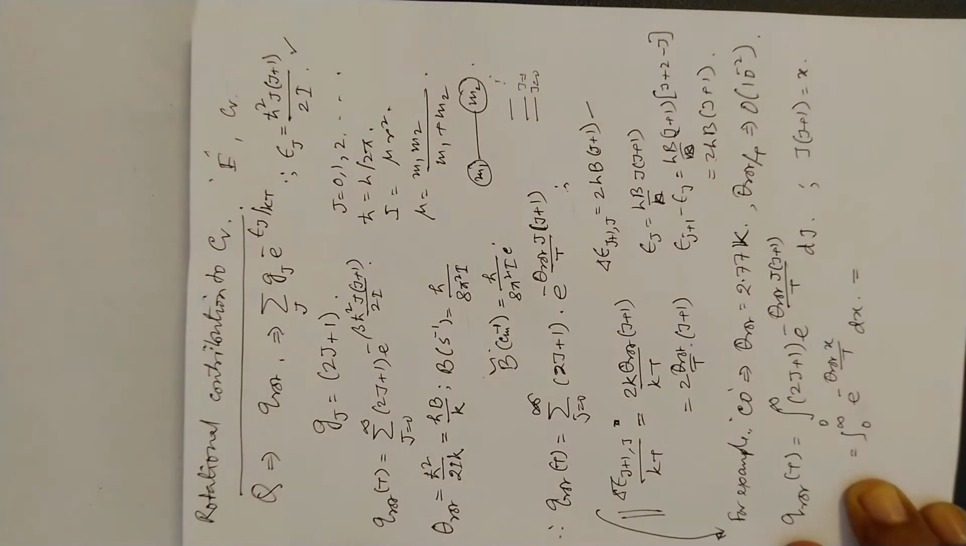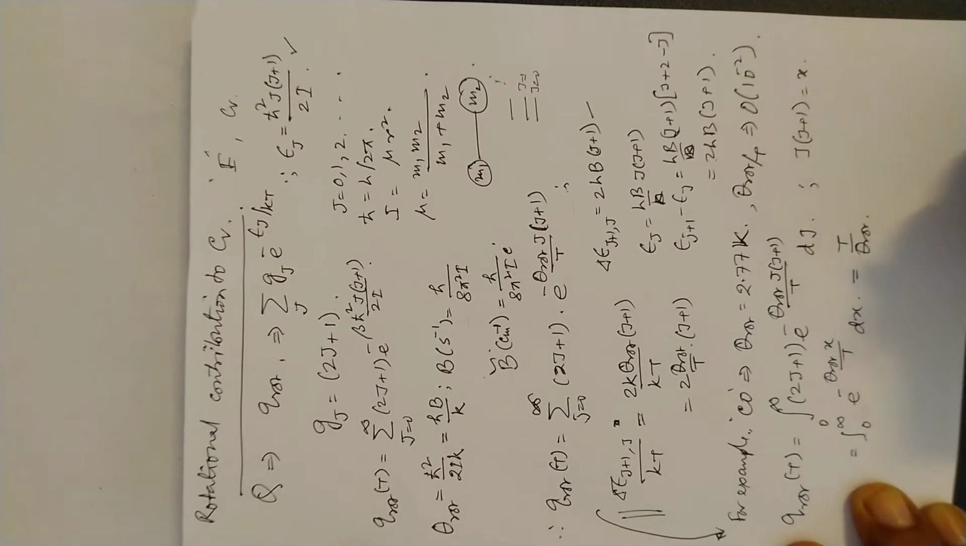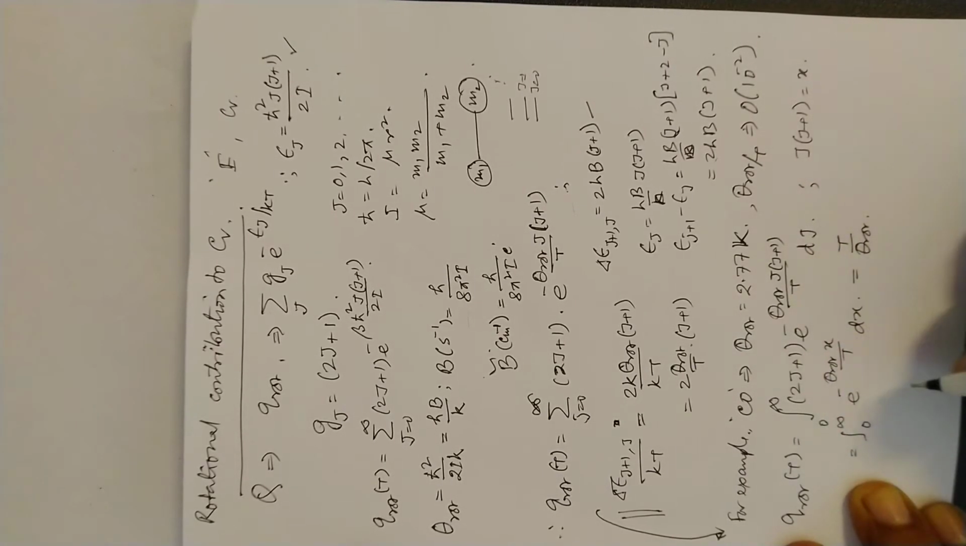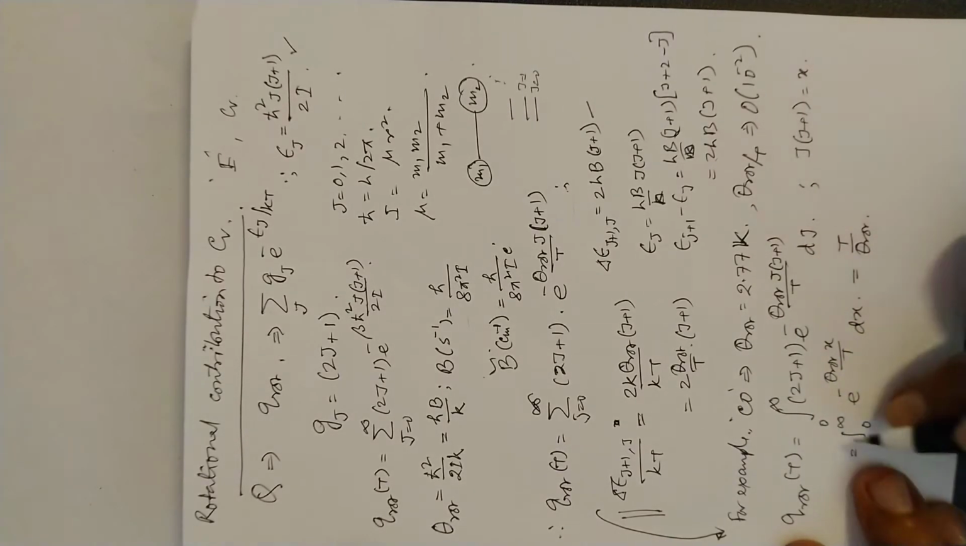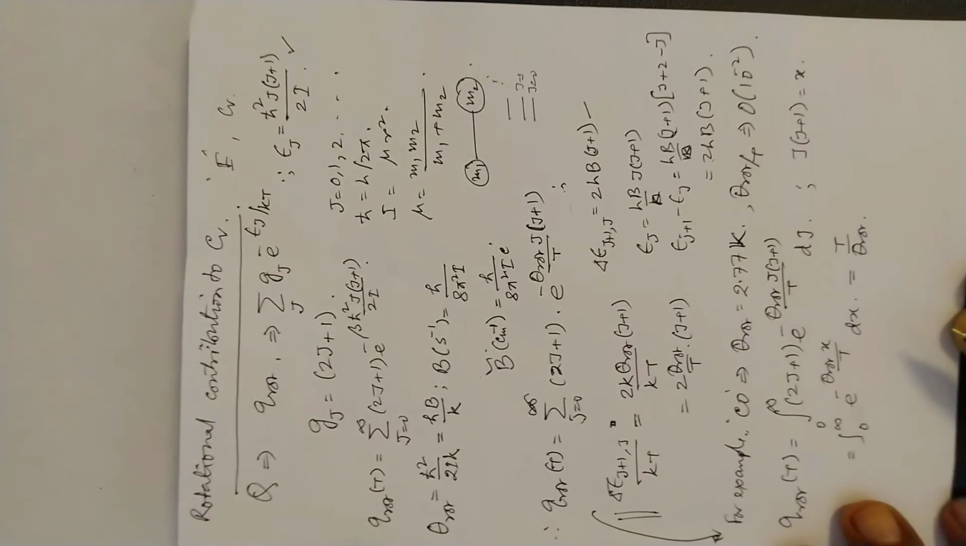You can just find out. If you do this integration, then Q rotational becomes T by theta rotational, because it is 1 by this. So T by theta rotational, e to the power minus the same thing, and you substitute the limits. Minus infinity becomes 0, and there is a minus sign, so automatically it becomes just this.